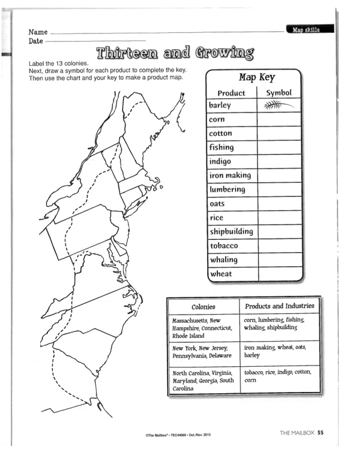Today, your job is going to be to label the 13 colonies and to draw a symbol for each product to complete the key. This is your map key. In the video today, I'm going to help you label the 13 colonies by putting their abbreviation in each one. When I've finished labeling the colonies, you can pause the video and label your colonies as well. Then, you'll need to draw a symbol for each one of the products for today. So let's get started on labeling.